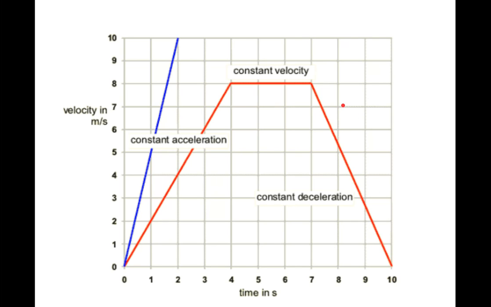Now, here's the weird thing that people get stuck on with things like this. Right here, where there's 0 acceleration, the object is still moving. It's not being still, because it's got a constant velocity of 8 meters per second, which is pretty fast. If you're moving 8 meters in 1 second, you're really booking. So constant velocity does not mean 0 velocity. Constant velocity means 0 acceleration, but not 0 velocity.